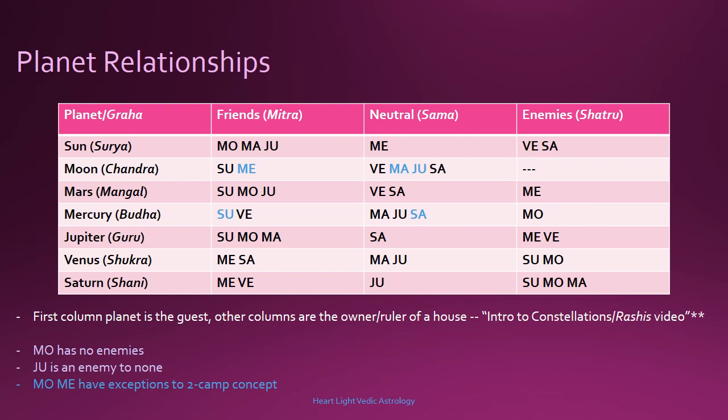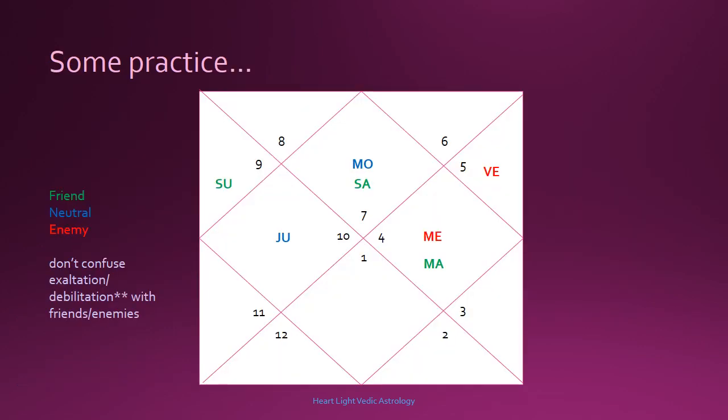So the Moon can be anywhere and not have enemies, but the other thing is that any planet in a sign of Jupiter, so either Sagittarius or Pisces, is not in an enemy house. Okay. And then, as I mentioned, Moon and Mercury have exceptions to the two camp concept. Okay, so on the next slide, I have a practice chart that you can go through, or we can go through together. But this is what you can do for yourself: look at charts and go through the grid that I gave you, and just practice.